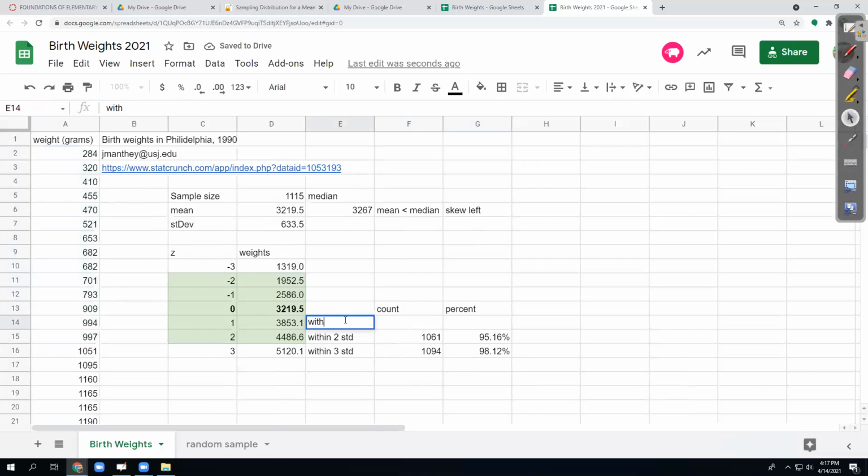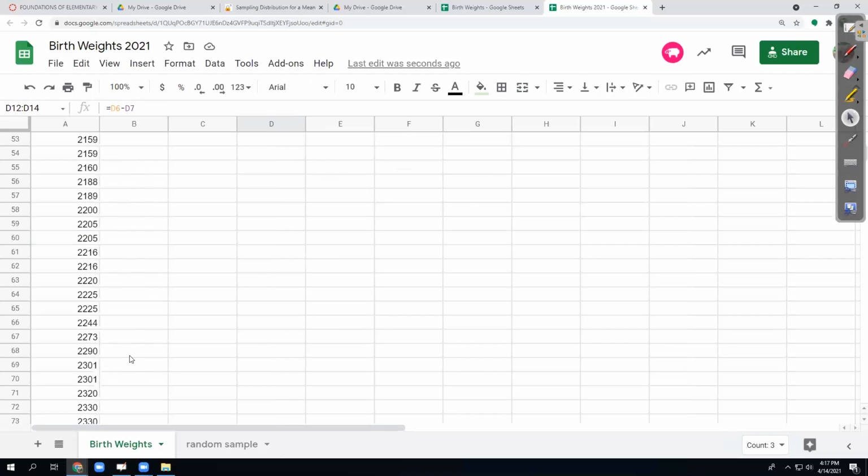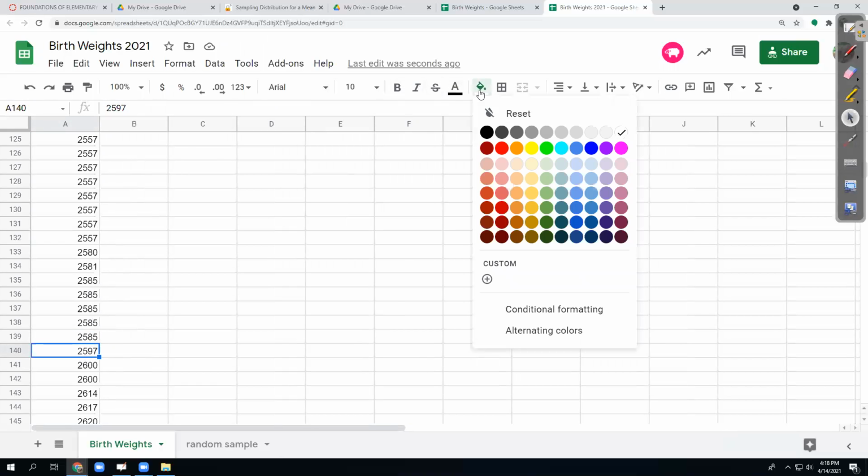What if we go within 1 standard deviation? So that would be from 2,586 up to 3,853. So let's see, 2,586. 2,585, 2,587, so 2,585. Okay, so the next one after 2,586 is this one. So maybe I'll make that one red.